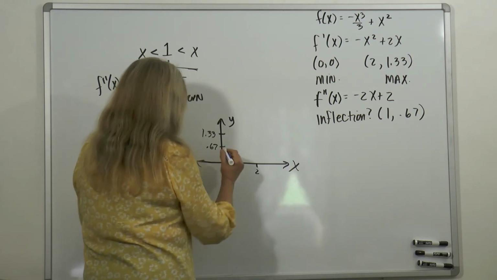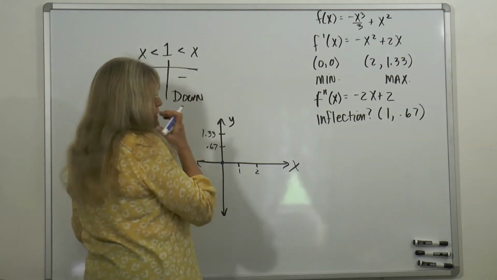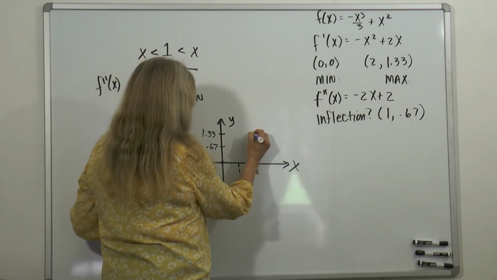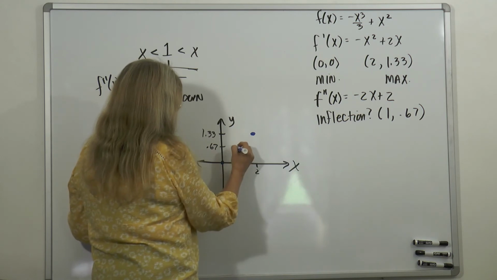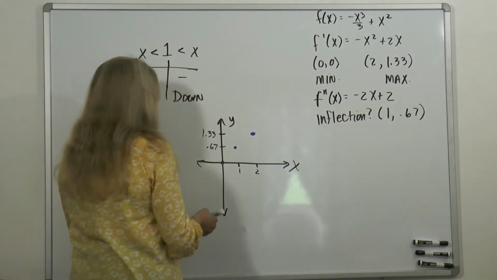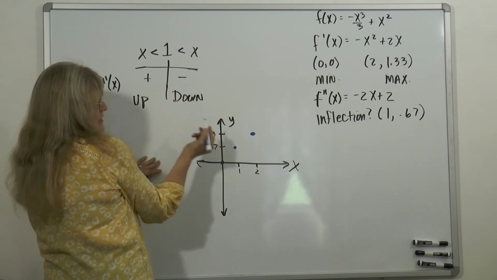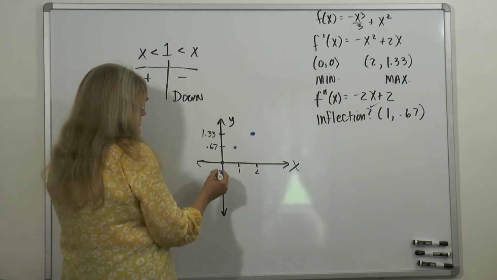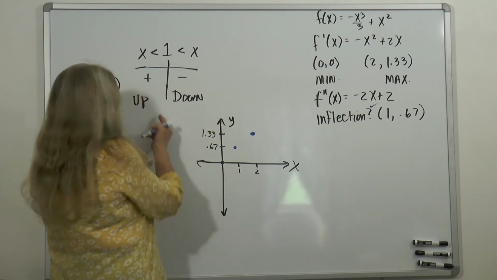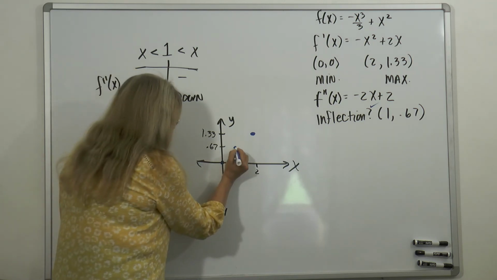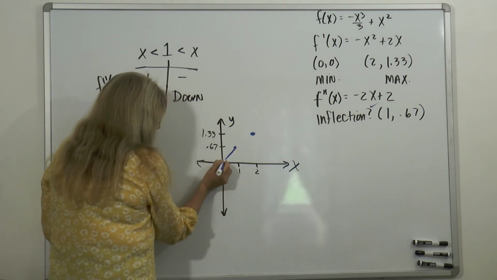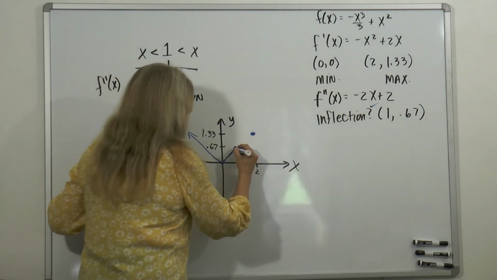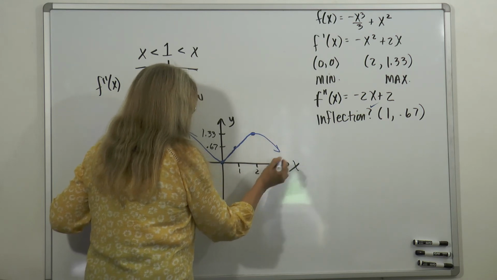So we have (0, 0), that's the origin. Remember, when you plot points, you always go from the origin. Okay, then 2 in the x, 1.33 in the y. And then 1 and 0.67. Now, because these are not the same sign, I know this is an inflection point, so check that out. Okay, so this tells me that to the left of 1 makes an upward curve. So that means it comes down, hits this relative minimum, and goes up. To the right forms a downward curve. So it comes up, hits this, and goes down.